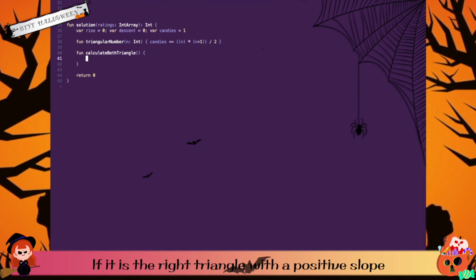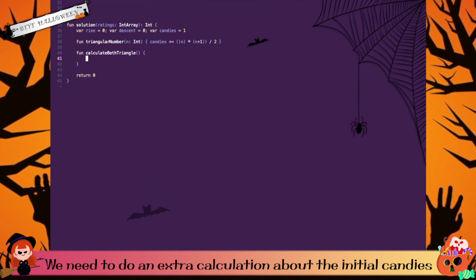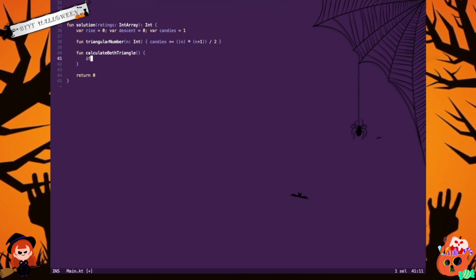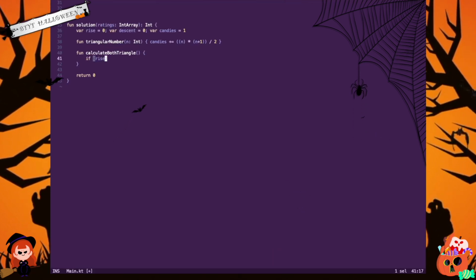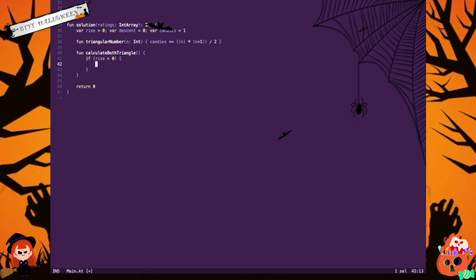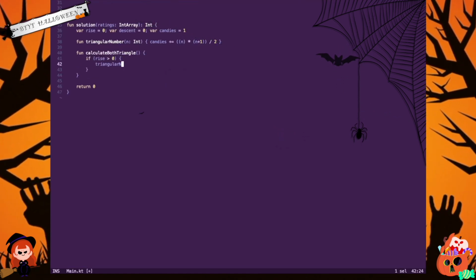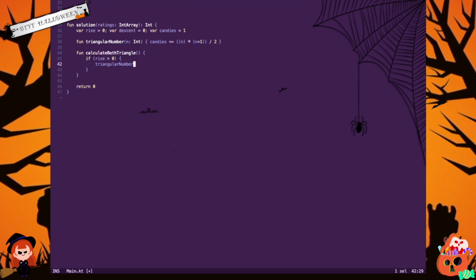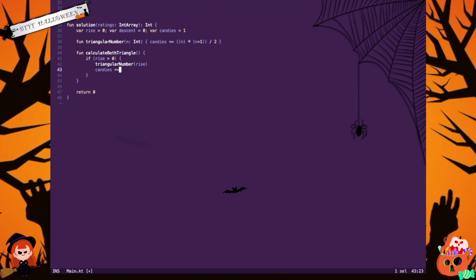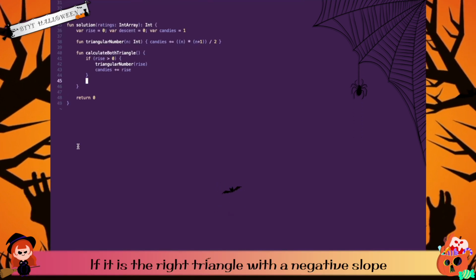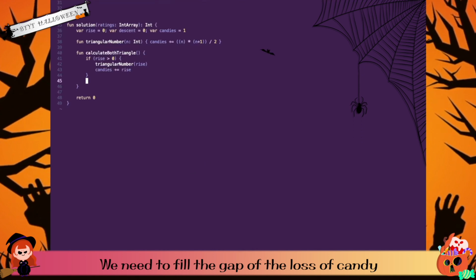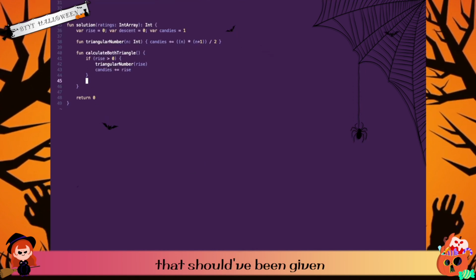If it is the right triangle with a positive slope, we need to do an extra calculation about the initial candies. If it is the right triangle with a negative slope, we need to fill the gap of the loss of candy that should have been given.